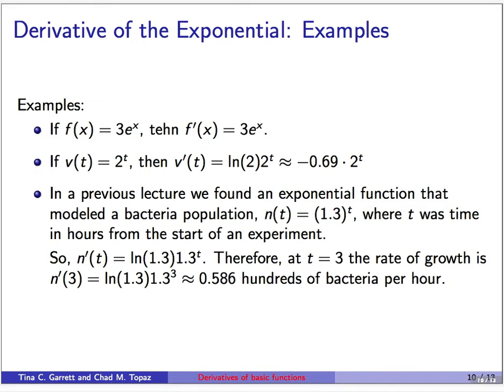Okay, so let's look at a couple examples. If f of x equals 3 e to the x, then f prime of x should also be 3 e to the x. We're using the constant multiple rule, so the 3 just hangs out, and then the theorem that says the derivative of e to the x is just e to the x. So that one's pretty easy.